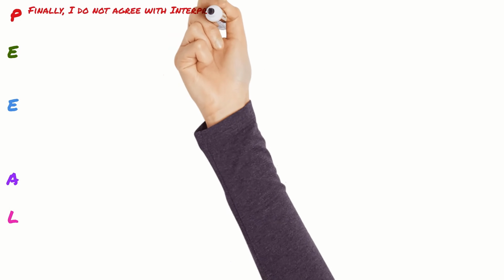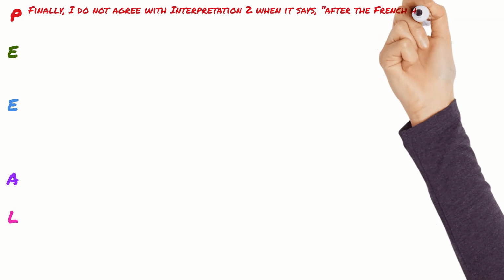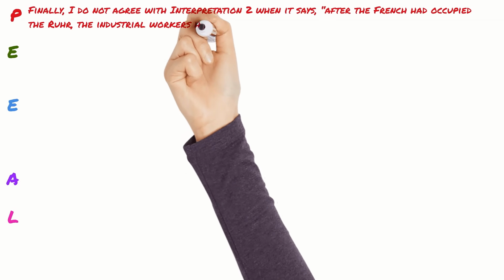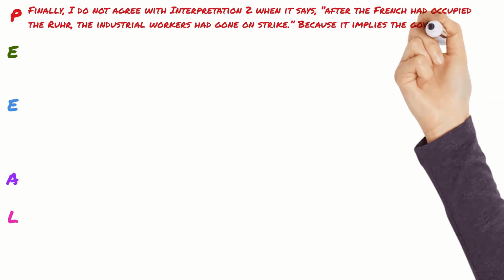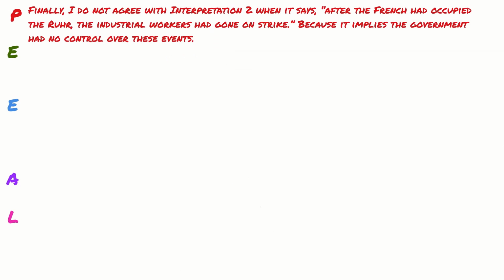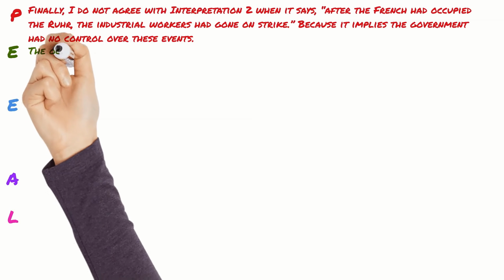So finally we come to paragraph 3, and interpretation 2's discussion of the causes of hyperinflation. I'm going to take issue with this because although the events are accurate, I feel like the author is saying they were things that happened to Germany rather than Germany taking an active role in the events. So this time my point will be, finally, I do not agree with interpretation 2 when it says after the French had occupied the Ruhr, the industrial workers had gone on strike, because it implies that the government had no control over these events. So I'm then going to outline the causes of hyperinflation for my evidence.